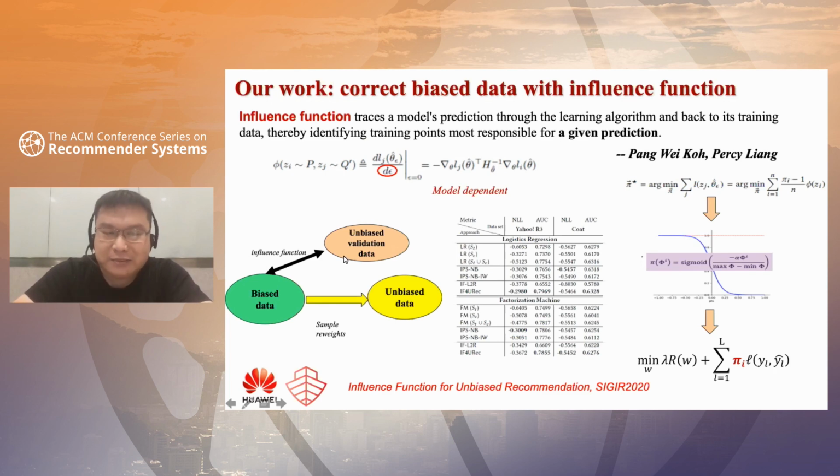Our idea is very simple. We use the uniform data as the validation side, and we compute the influence of each sample in the training data, and we use the influence function as the weight. Here is the formula to compute each sample's weight. Phi is the influence function. With this reweighting method, our proposed method is better than the baseline method. The detailed information can be found in our SIGIR work.